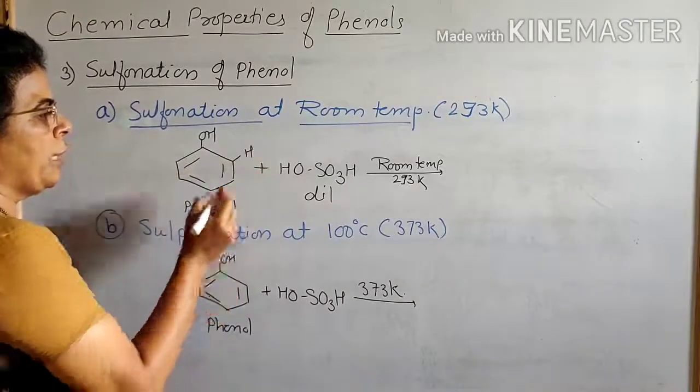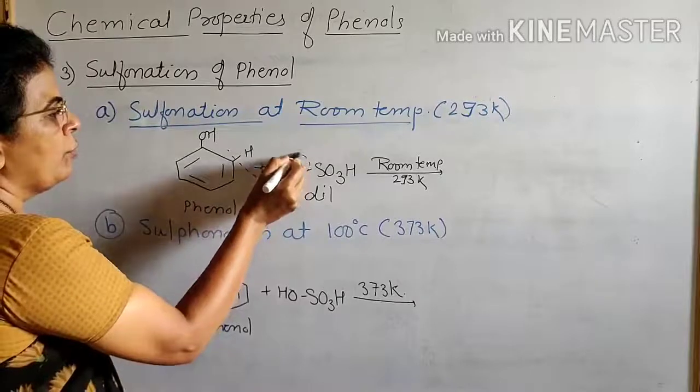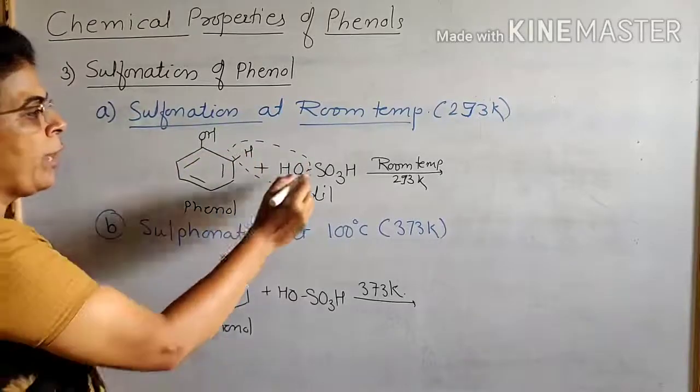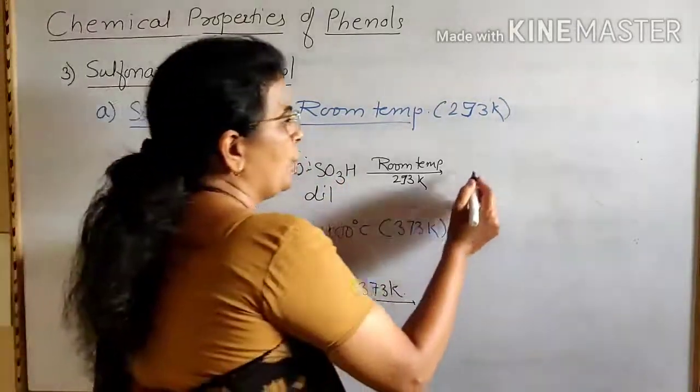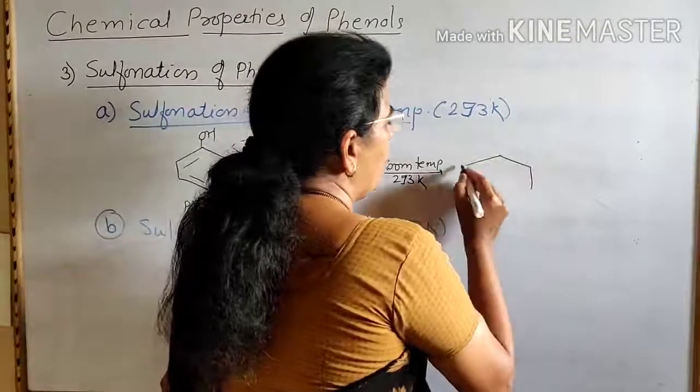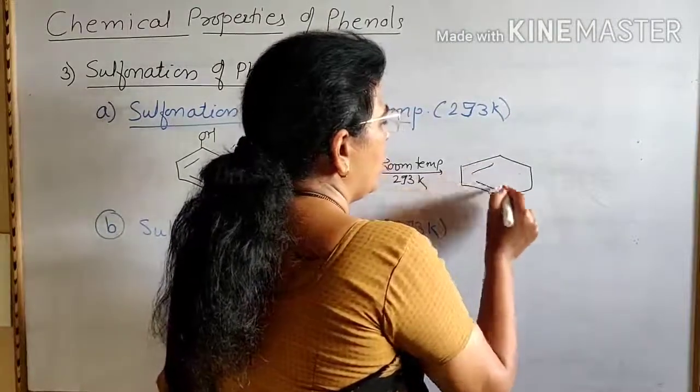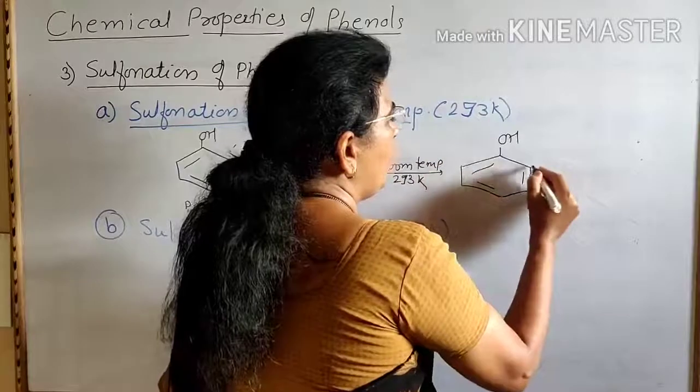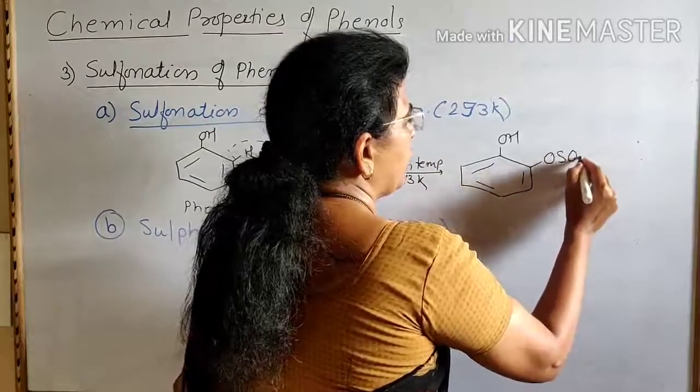orthophenol sulfonic acid, that is, the hydrogen atom from ortho position of phenol is replaced by SO3H group, that is sulfonic acid group, to form orthophenol sulfonic acid.